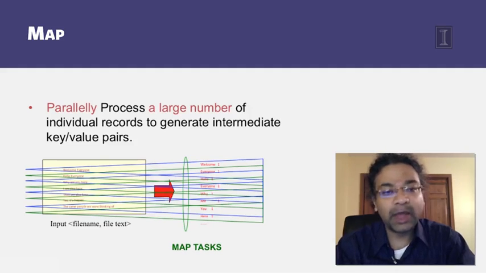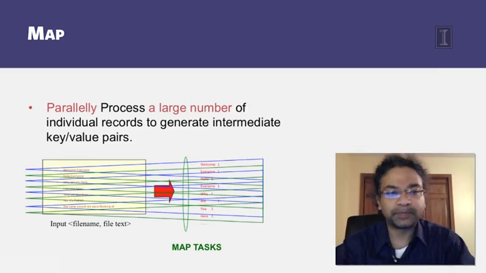Why do we have parallel map tasks? Well, it helps speed up the process. So in the ideal case, if you double the number of map tasks, the time to complete all the map tasks will go down by a factor of 2. So you'll process your input twice as fast.